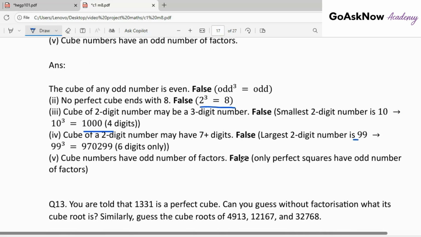So it is false. A cube number has an odd number of factors? False, because only perfect squares have an odd number of factors.